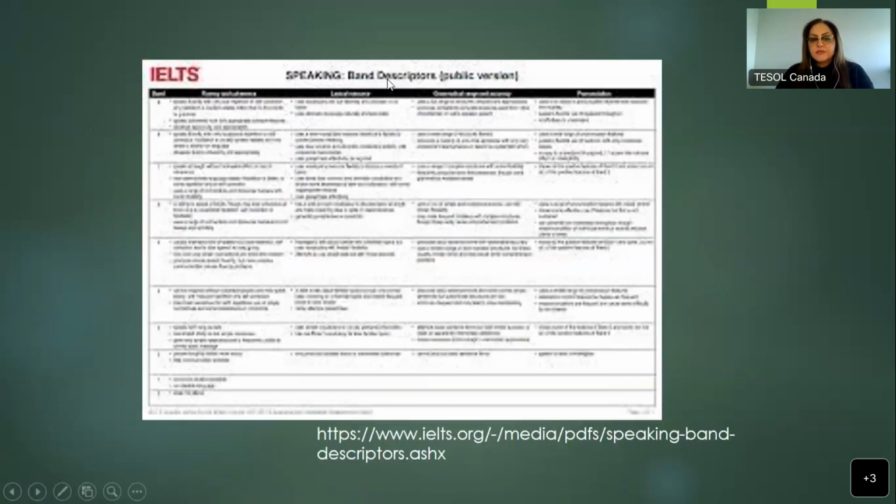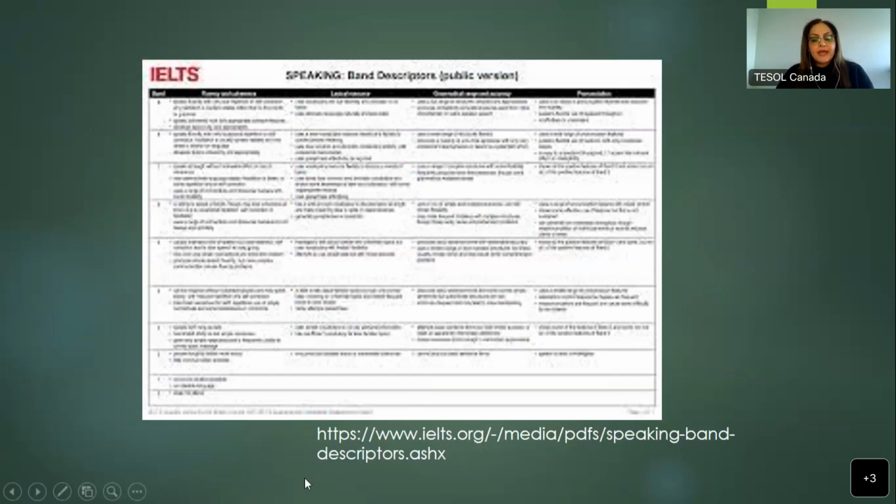And here is a speaking band description for the public. The one that the examiner has is more specific, but you can easily find and download it from IELTS.org, www.ielts.org. You can see the sample, and some suggestions on how to improve in speaking, listening or other skills. There are also samples of the exam, which is free. You can take that free test, parts of the test actually, not the whole test.